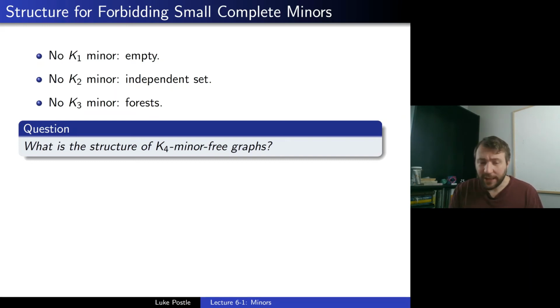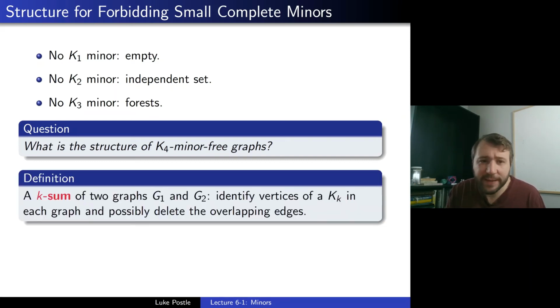So to tell you, I'll need a definition. So here's a nice definition. A K-sum of two graphs G1 and G2, here's what you do. You identify vertices of K-cliques in each graph, and you possibly delete the overlapping edges. So I won't draw you a picture, but imagine you have a G1 and a G2, and they have two cliques of size K. You'll identify the vertices in some ordered fashion, and then you can keep the clique, or you could delete some of it in the resulting graph. Okay, so that's called a K-sum.